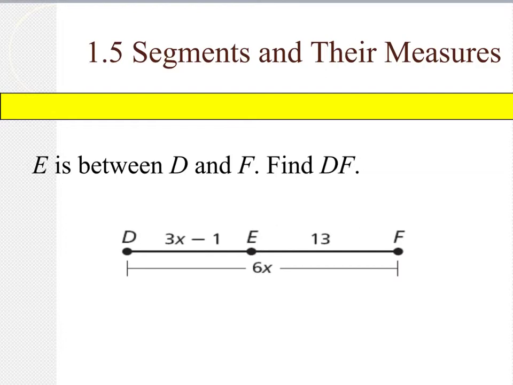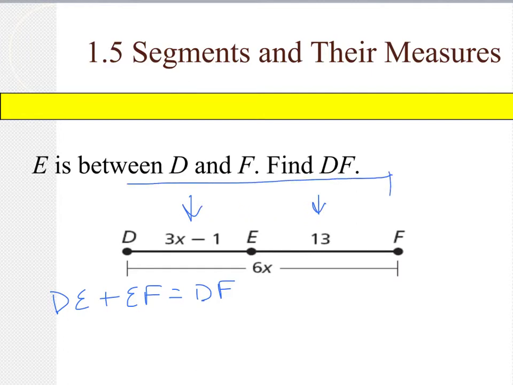Now, 3x minus 1 is DE, EF is 13, and the entire length DF is 6x. If we go back to that postulate, we know that DE plus EF is equal to DF. Small section plus small section equals the entire segment. So DE is 3x minus 1, and we need to add 13 to that to get 6x.